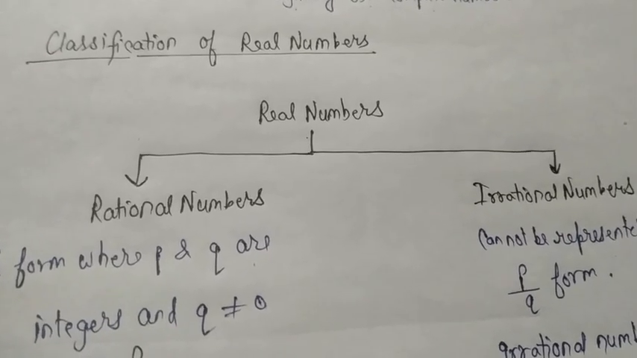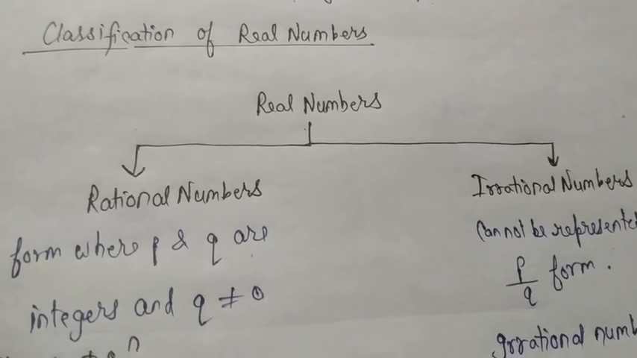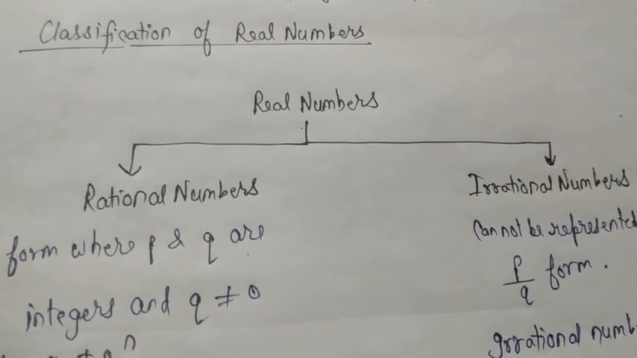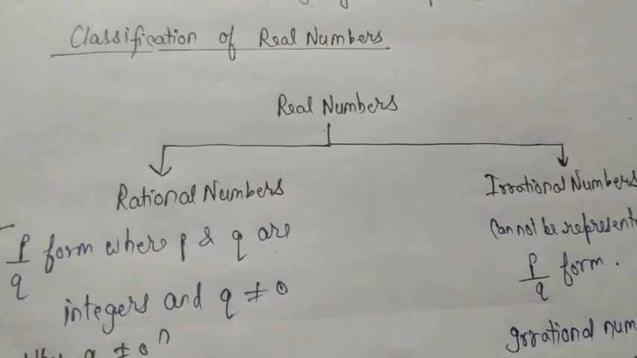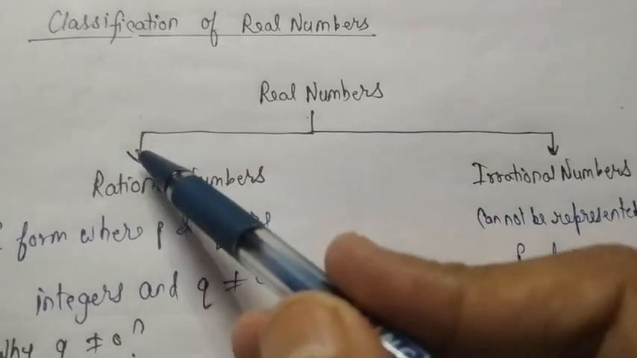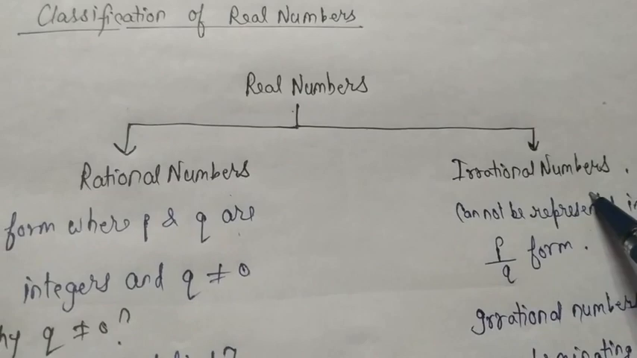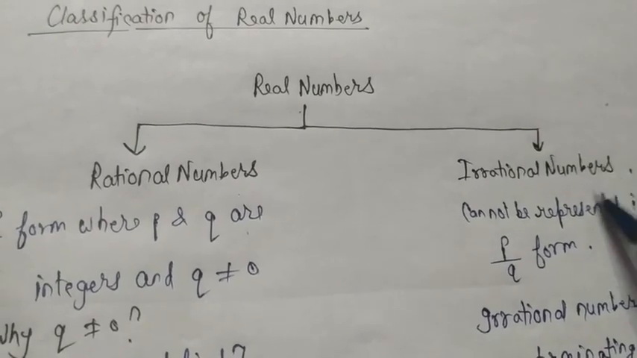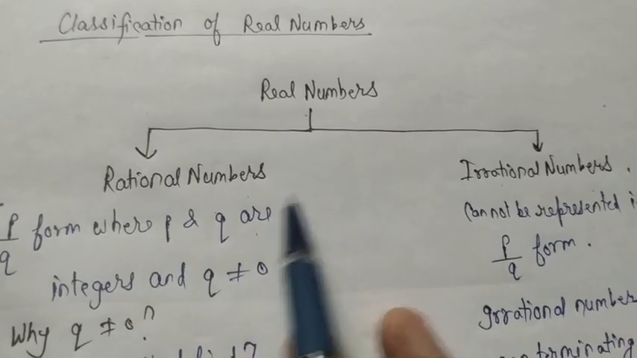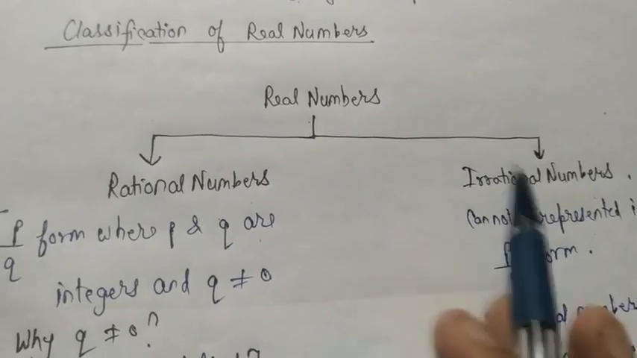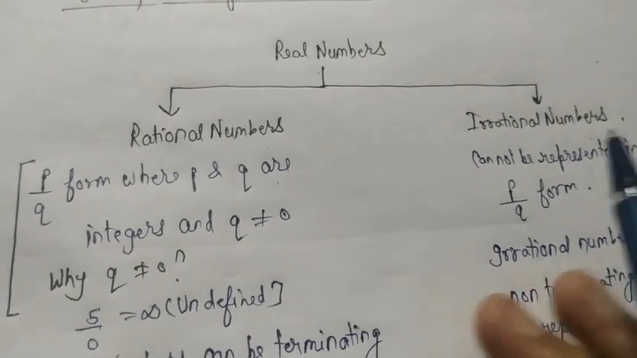See children, classification of real numbers. As in the definition I told you, real numbers can be rational also and irrational also. So I have divided real numbers into two parts, that is rational numbers and irrational numbers. Okay, so one by one we will study them also. Let us recall some concepts from the previous year. Now see rational numbers.